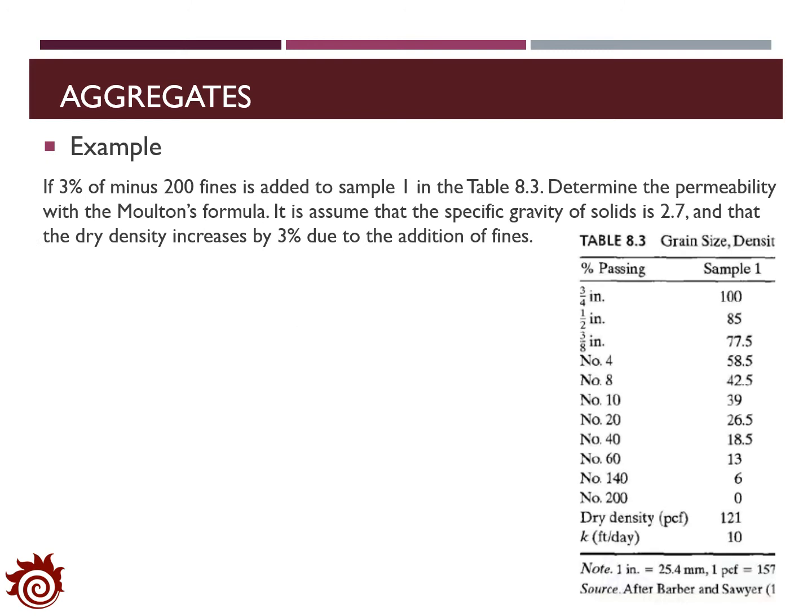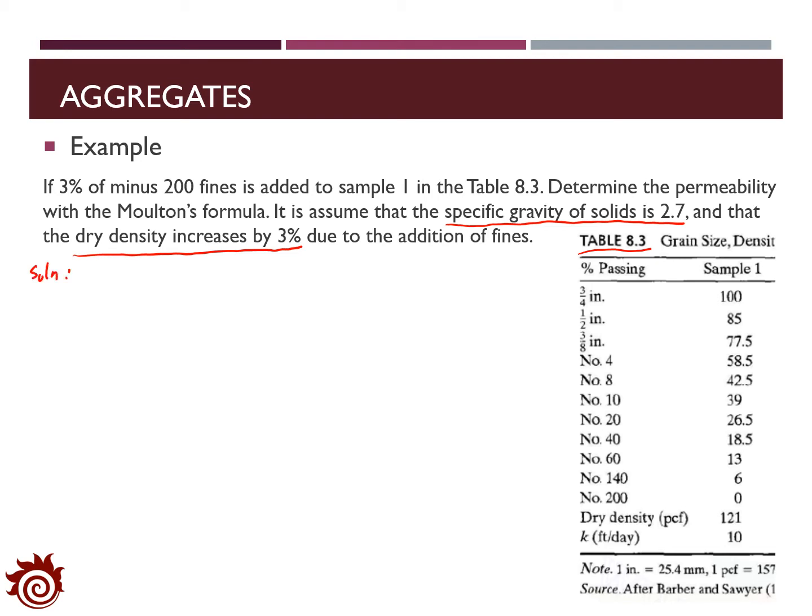Now let's check one example to see how we can use Hudson's formula to estimate the permeability of one aggregate. Here we assume that 3% of minus 200 fines is added to sample 1 in table 8.3, which is summarized in the table here. We want to determine the permeability with Hudson's formula. Also, we assume that the specific gravity of the solids is 2.7, and the dry density increased by 3%. So, we will first list Hudson's formula.